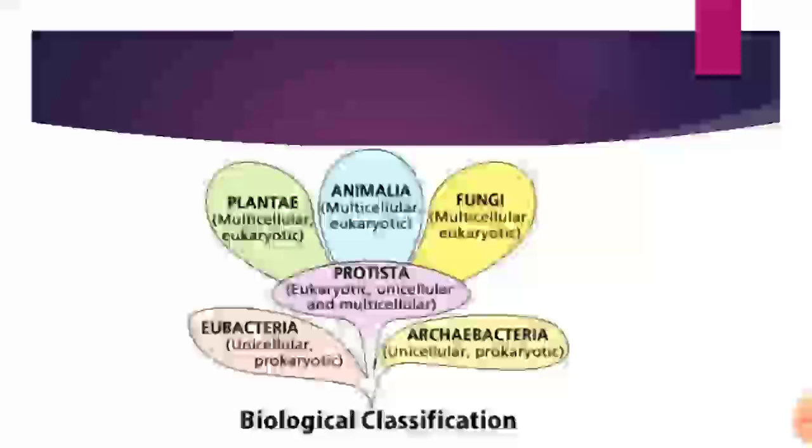Biological classification. Plantae are multicellular eukaryotic. Animalia are multicellular eukaryotic. And even fungi are multicellular and eukaryotic. Protista are eukaryotic. They may be either unicellular or multicellular. Eubacteria and archaebacteria are unicellular and prokaryotic.